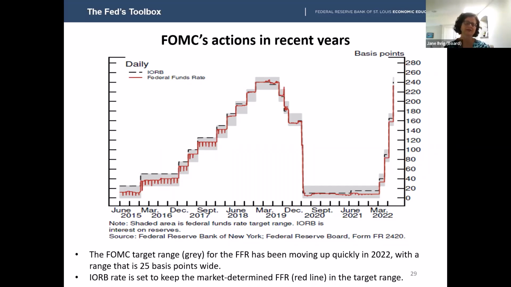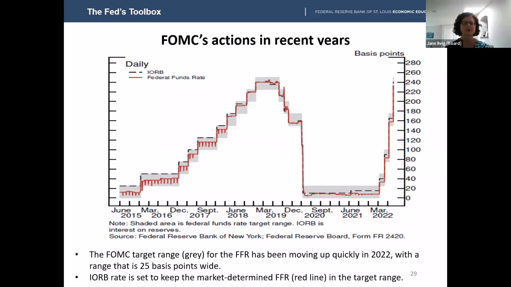And if we look at the left side of the diagram, back in 2015, 2016, you can see the interest on reserve balance rate was set at the top of the target range. Okay, they chose the top of the target range so that the federal funds rate, the red line, was in the target range. And you can see it was very effective. The red line is in the gray area.